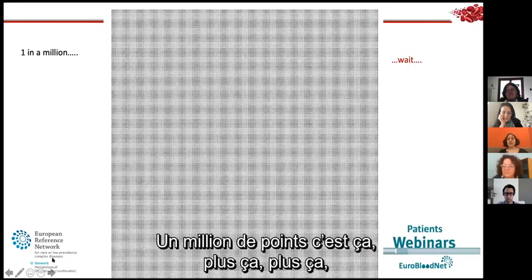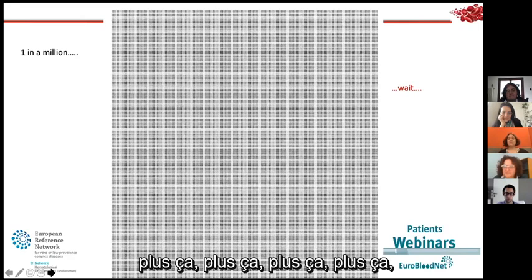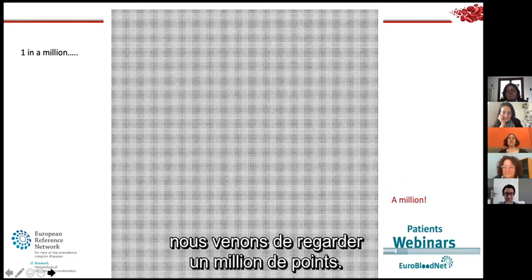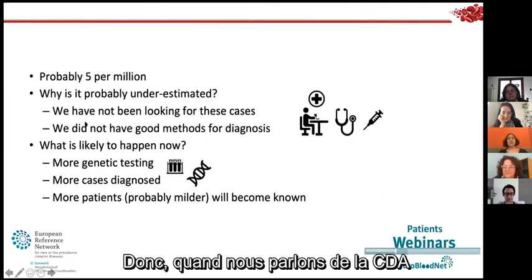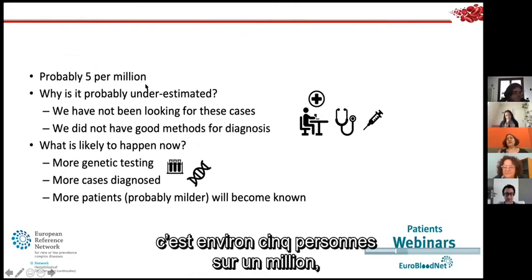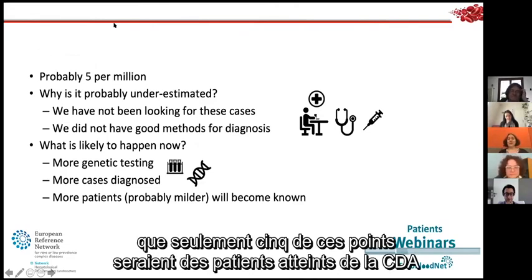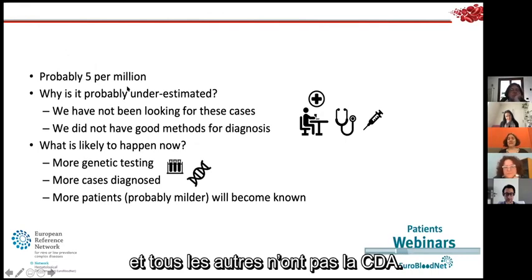A million dots is this, plus this, plus this, plus this, plus this, that we've just looked at a million dots. So when we're talking about CDA and saying it's probably about 5 people per million, suddenly you think of all those dots and you think only 5 of those would be CDA patients, and all the other dots would be people who don't have CDA.